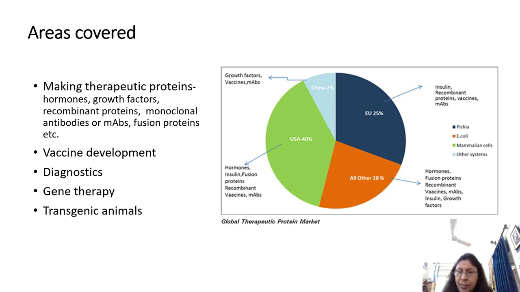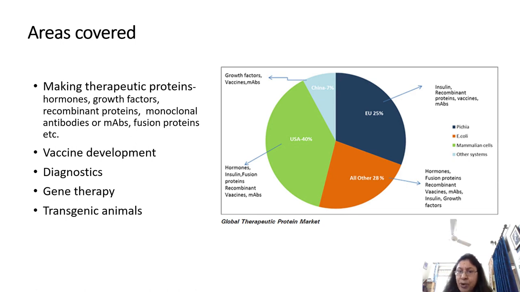Now, what is extremely important here to see is, for example, what expression hosts are being used for making these recombinants. The green part you will see is the maximum one, which refers to mammalian cells. So what it means is that when you look at recombinant therapeutics, there are still a large number of these proteins which are going to be expressed in mammalian cells. All right, and I'll give you an explanation for that in a while.